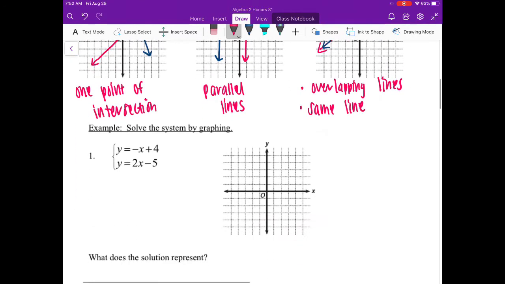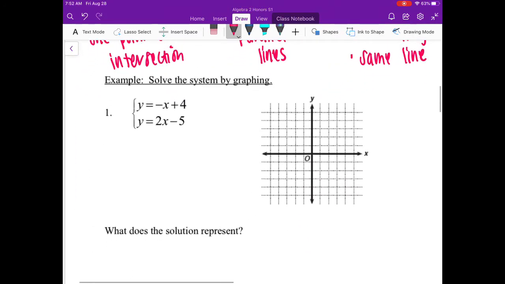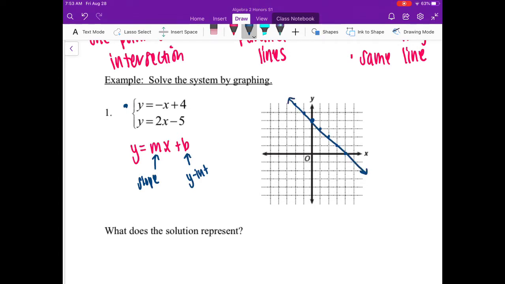Okay, let's get to this first example here. Solve the system by graphing. Just a quick reminder, when we're graphing, we're looking at y equals mx plus b. B is going to stand for our y-intercept, and m is going to stand for our slope. So my very first equation here, I'm going to start at 4 on your y-axis. 1, 2, 3, 4. And my slope is negative. So I'm going down and to the right, or I can go up and to the left. And I'm going to go ahead and connect my dots.